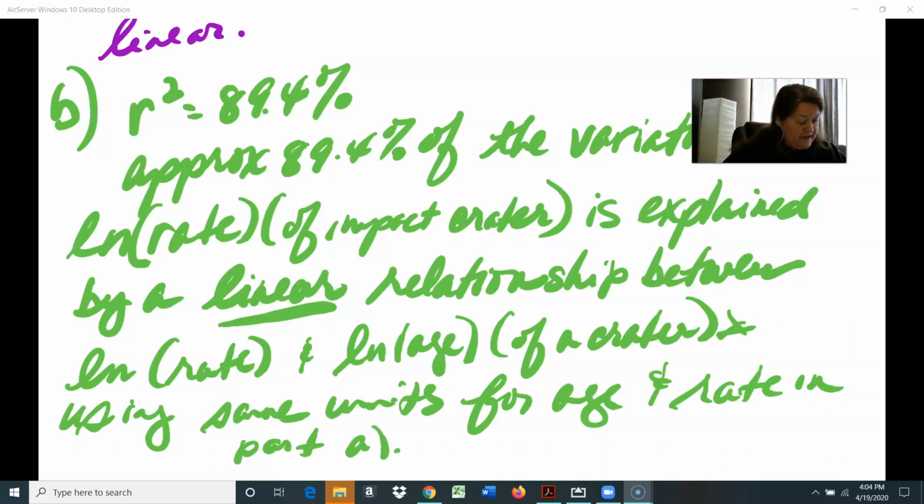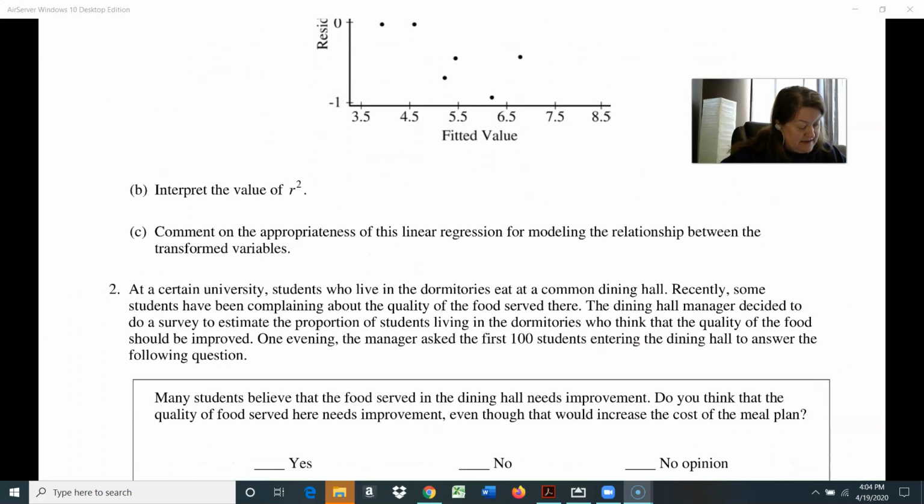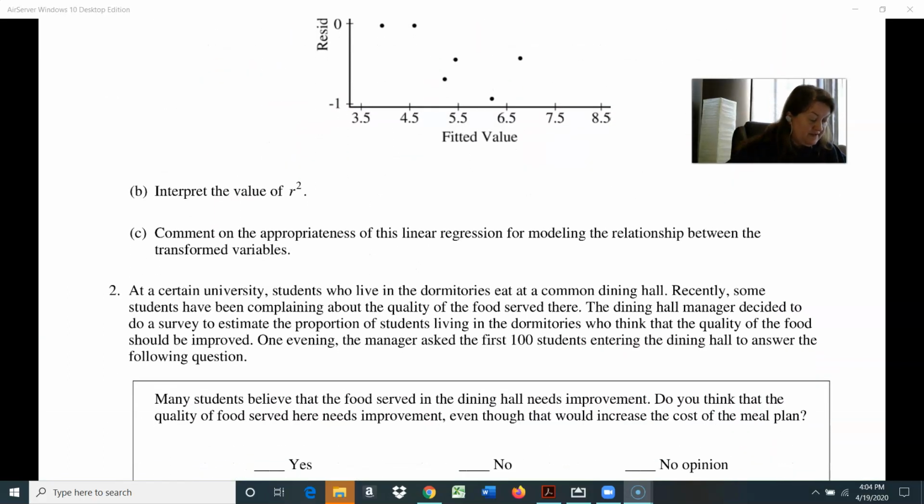Okay, so remember the key thing here is I'm using the percentage, that it's the percentage of a variation of y, that we're calling it linear, and then we're explaining what the x and the y are in the problem. Okay, all right, so part C says comment on the appropriateness of linear regression for modeling the relationship between the transformed variables. They're saying after you've gone ahead and changed them, you brought in the ln's, how did they look?